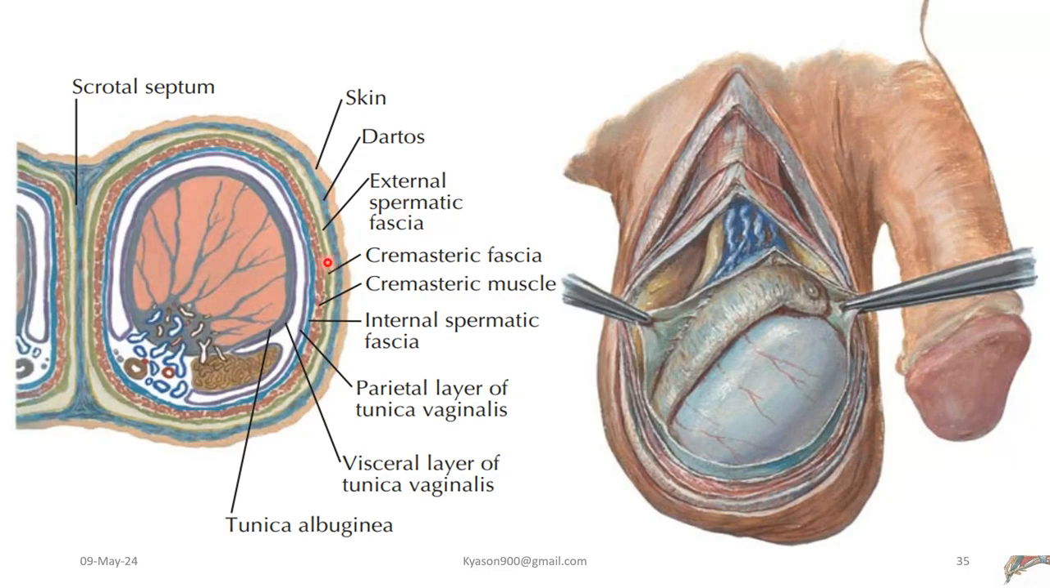We have the cremasteric fascia and muscle. These line the spermatic cord, but they also continue to form layers of the scrotum. The internal spermatic fascia was the innermost layer of the spermatic cord, but it also continues to become the innermost layer of the scrotum. Then deep to that we have the tunica vaginalis, this double-layered sac that has the innermost layer, which is the visceral, and the outer, which is the parietal. And this is the cavity that contains fluid.